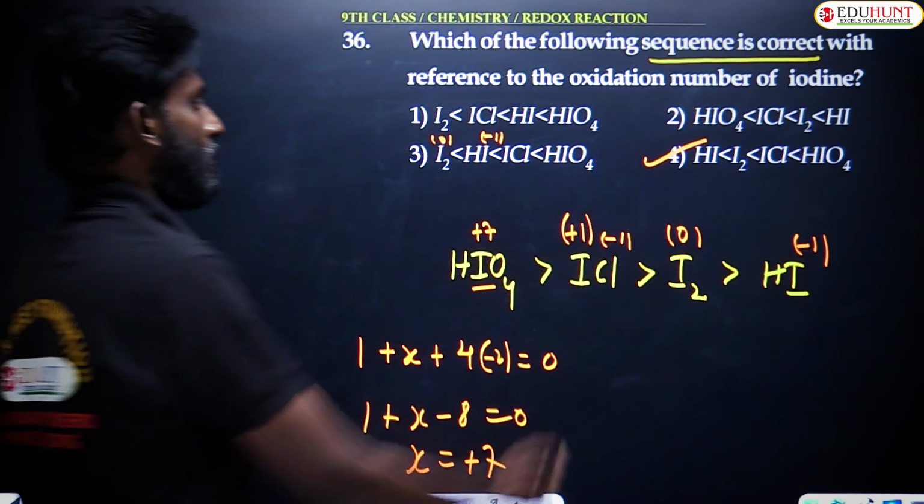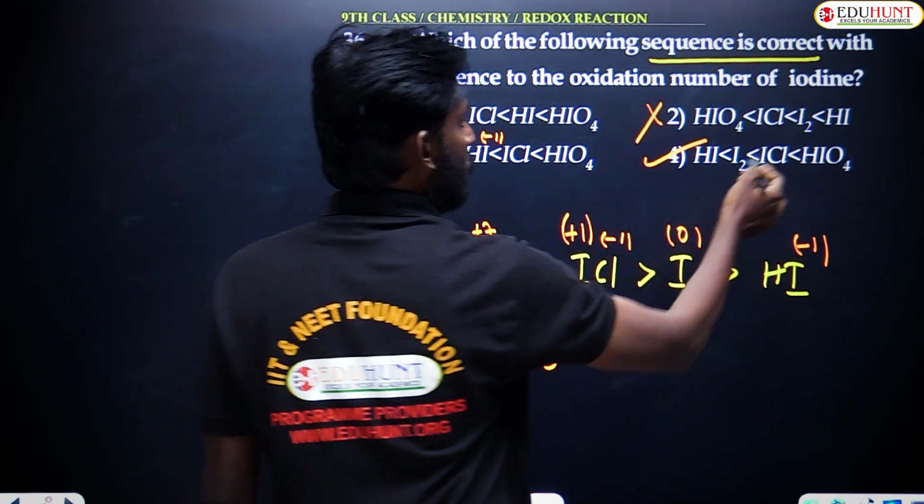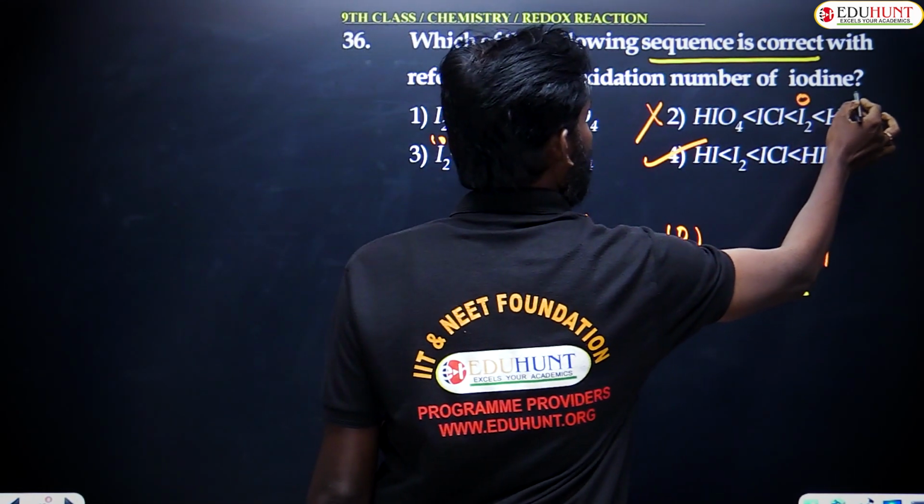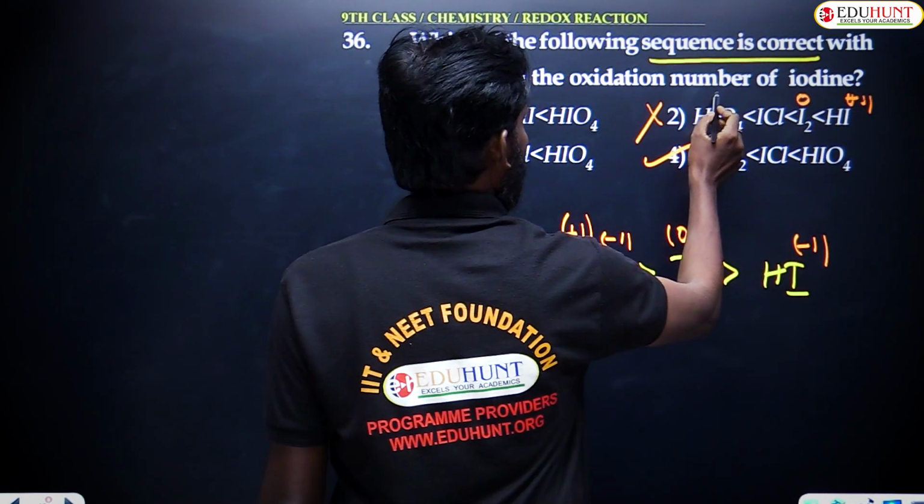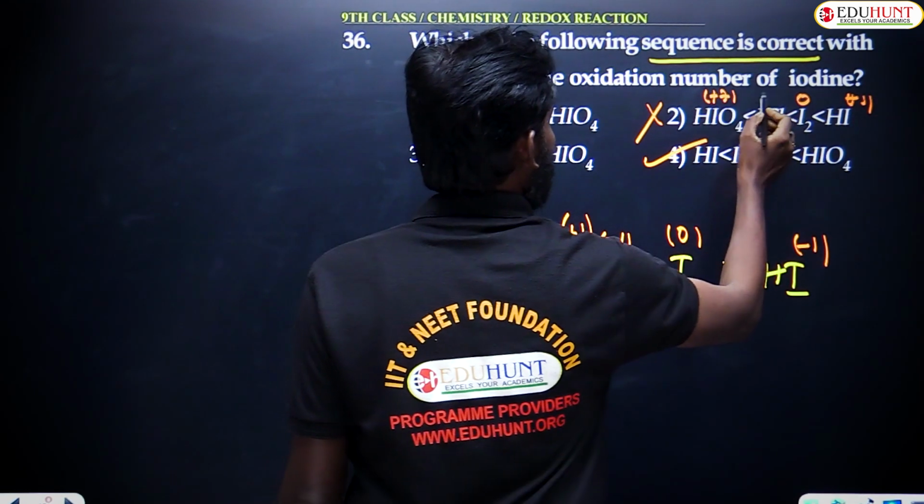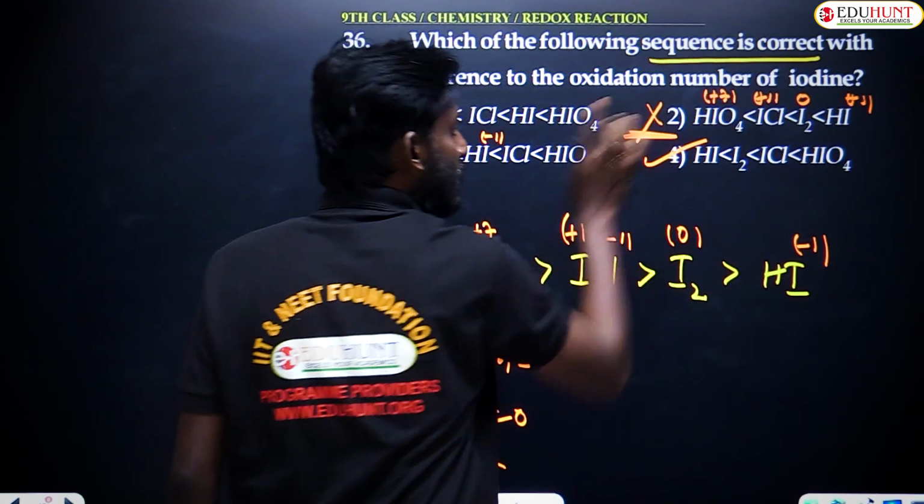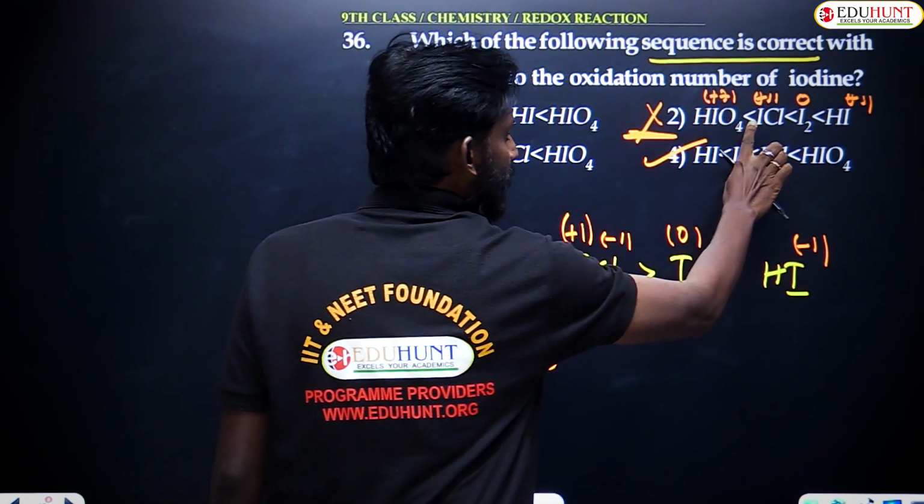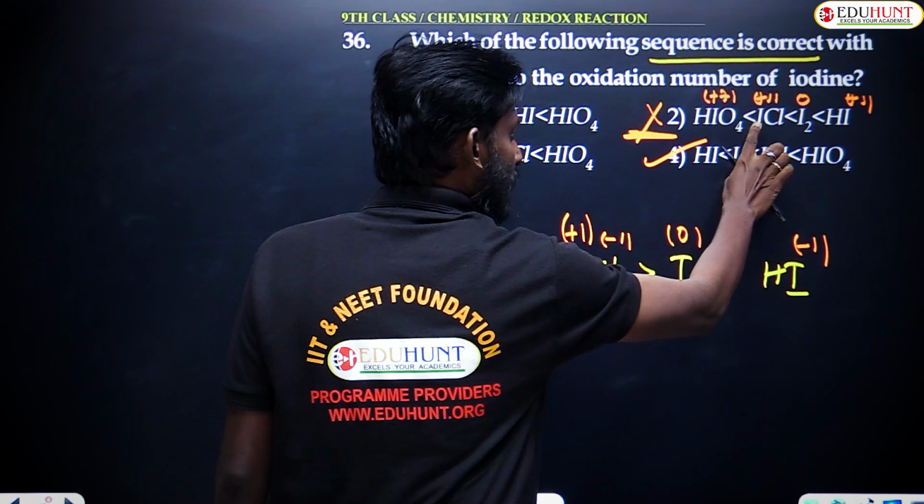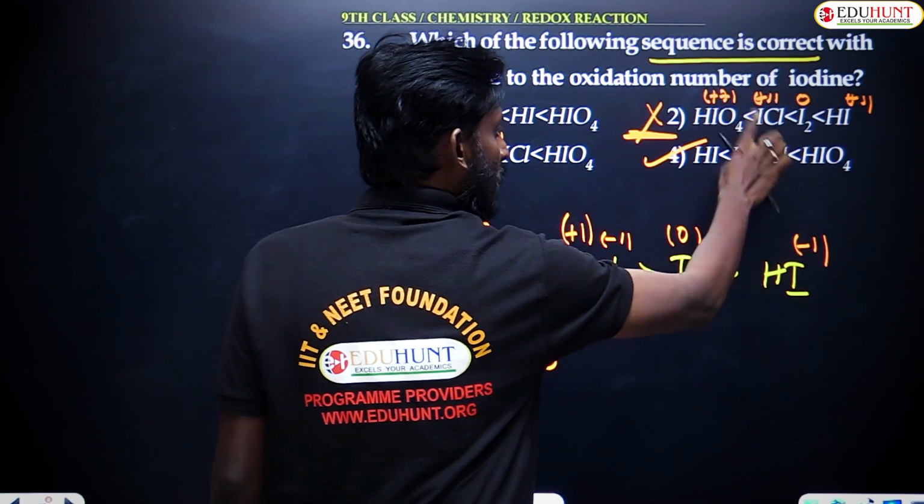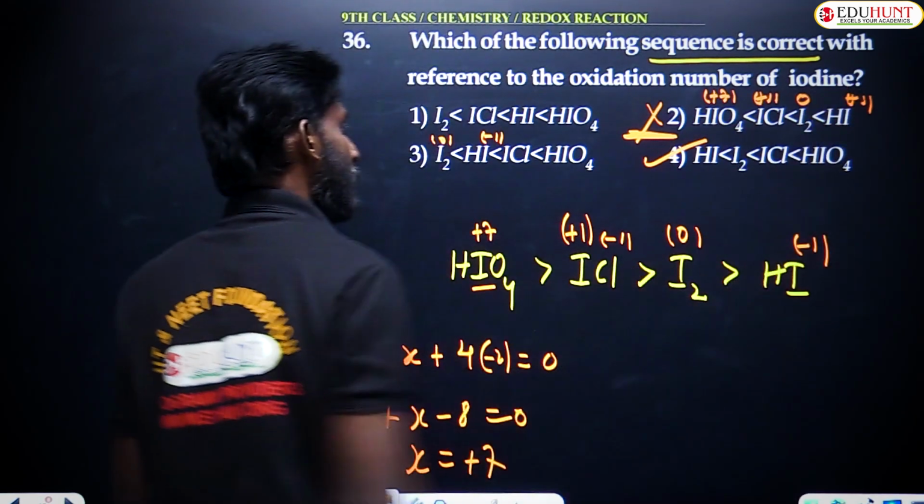See, the second option is quite wrong because here iodine is in +7, here iodine is in +1. And this option is saying that the oxidation state of iodine in ICl is greater than this one. That means +1 greater than +7. No, right?